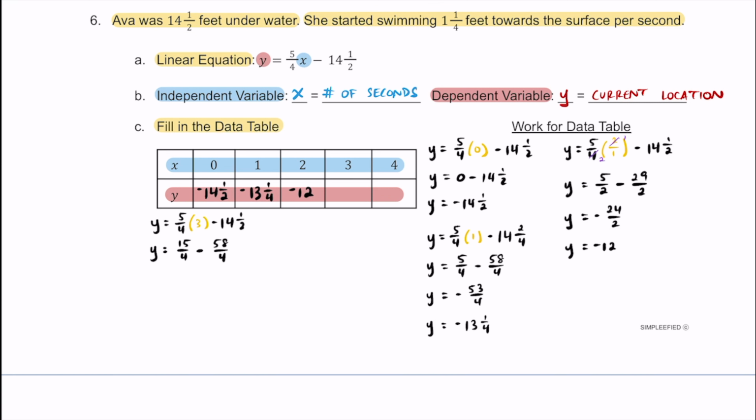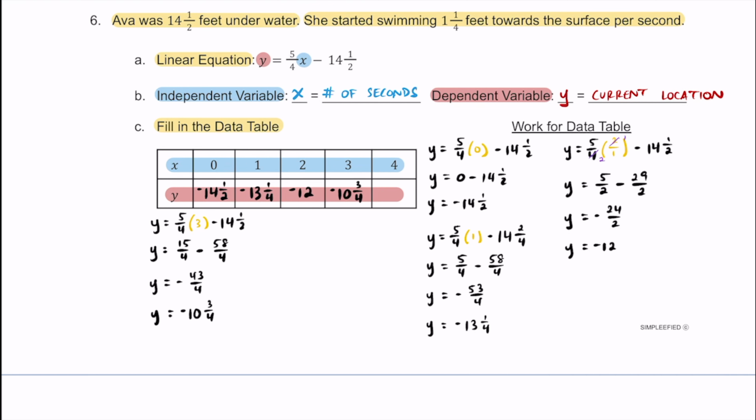And so 15 minus 58 is the same thing as 58 minus 15. So that's going to be 43, but it's going to be y is equal to negative 43 over 4, which is going to simplify down to being, as a mixed number at least, negative 10 3/4. So Ava is getting closer to the surface, but she's still 10 3/4 feet below the surface.